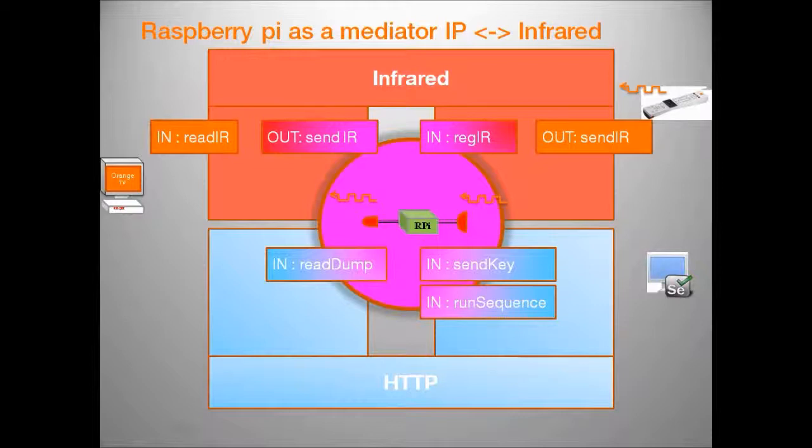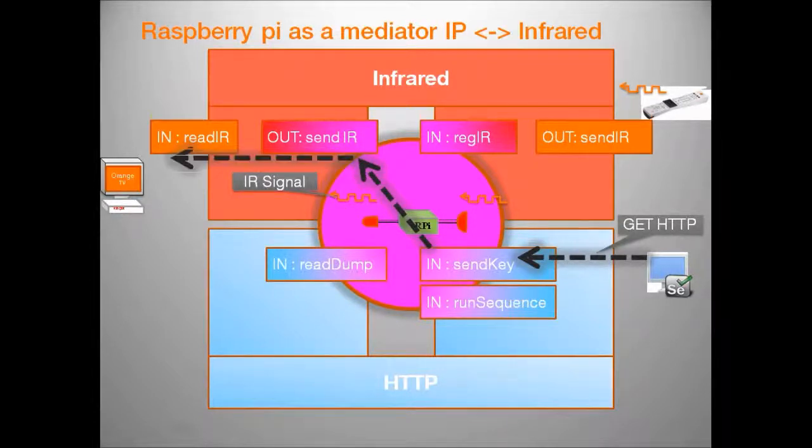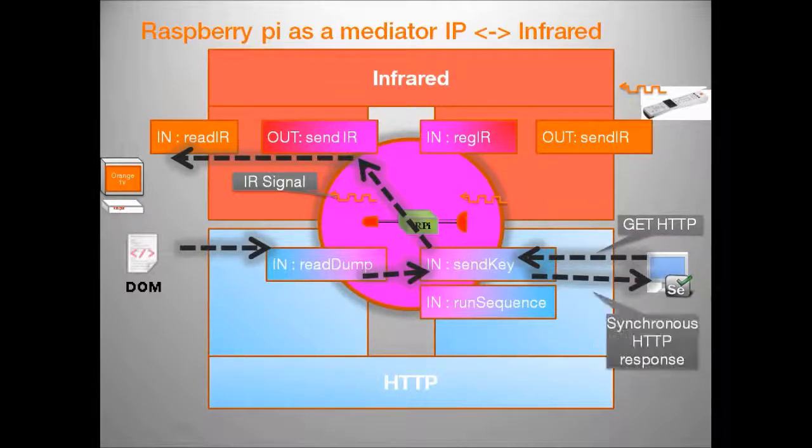Let's see a typical scenario. The PC initiates a request to the Pi. The Pi requests the STB by infrared. The STB executes the action and sends back the DOM to the Pi. The Pi uses this response to finally answer the PC HTTP request.